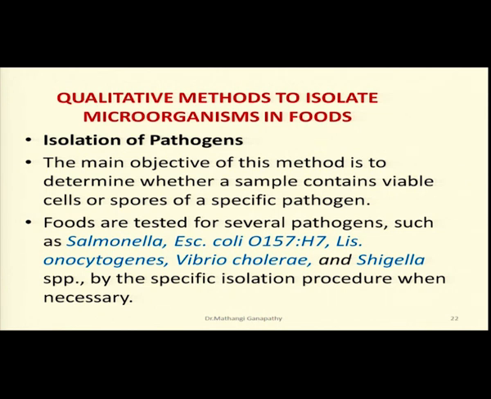So, you need to find out whether the pathogen is present in the food, and we already saw that usually pathogens would be very few in number when compared to the general microbiota present in the foodstuff. The main objective of this method is to determine whether the sample contains a viable cell or spore of a specific pathogen. Not only a viable cell, but a spore. In the case of spore formers, whether the spore of the organism is present.